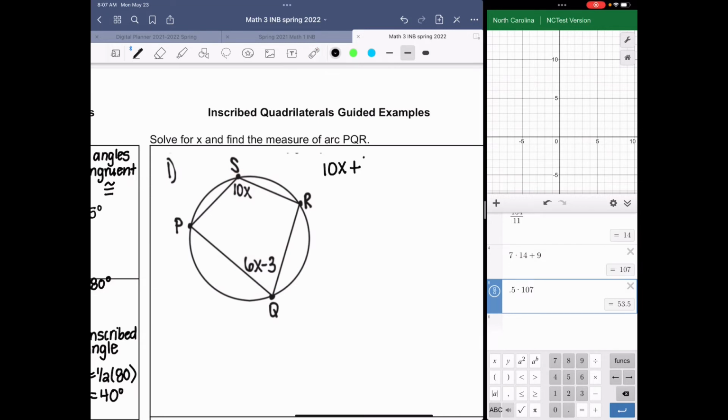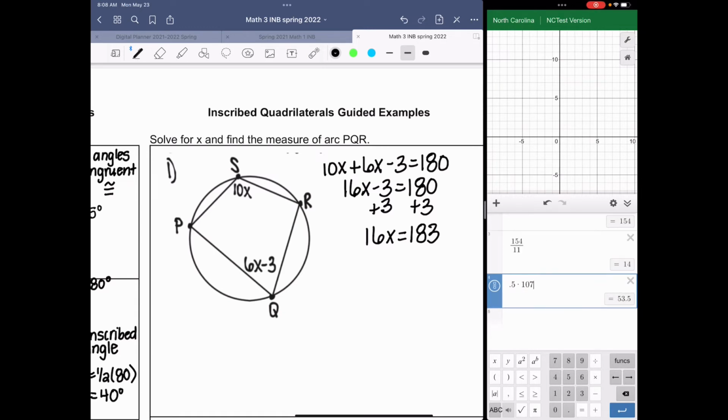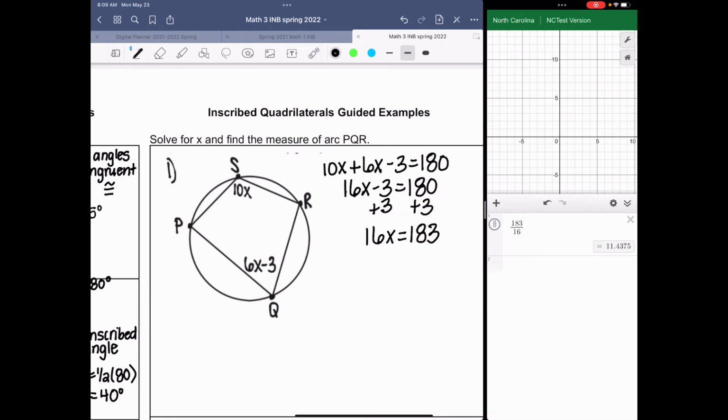So we're going to say 10x plus 6x minus 3 equals 180 degrees, because we've got to find x first. So that's going to be 16x minus 3 equals 180. And then we're going to solve it. So we're going to add 3, and that gives me 16x equals 183. So we're going to divide there, and we have 183 divided by 16. So we know that x is equal to 11.4375. Now, obviously, that's not a perfect number.